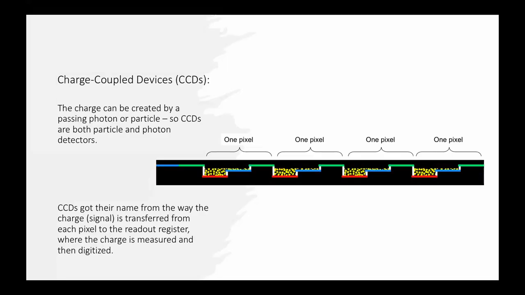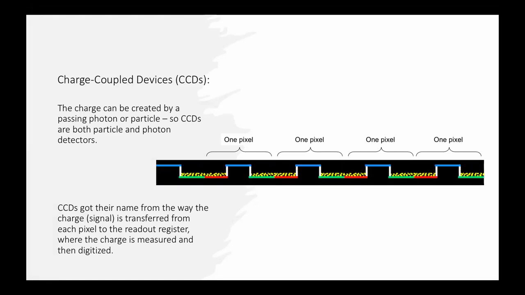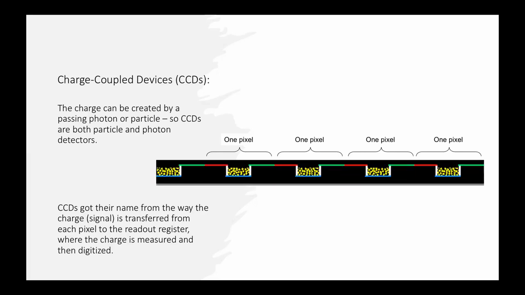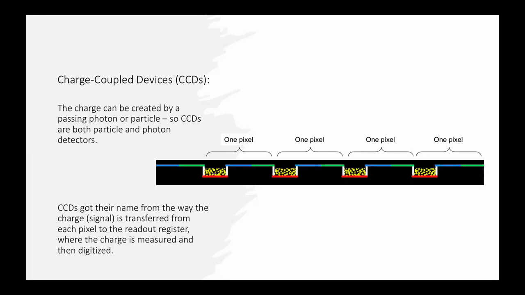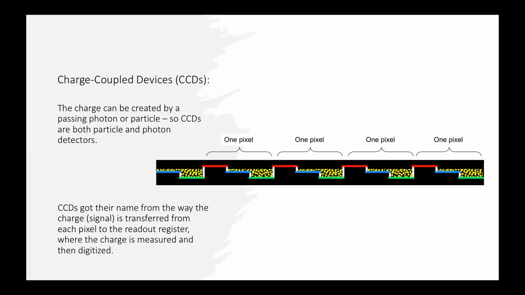So back to the devices themselves. The CCDs can be used as particle detectors or as light detectors. In the camera, they're used to detect light, but charge can be created by a passing photon or particle, so they're good for particle detectors. And the CCDs got their name from the way the charge or the signal is transferred from each pixel to the readout register where the charge is measured and digitized.